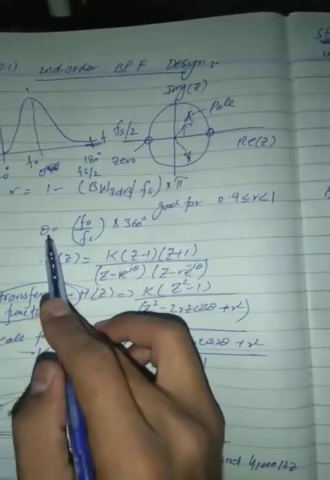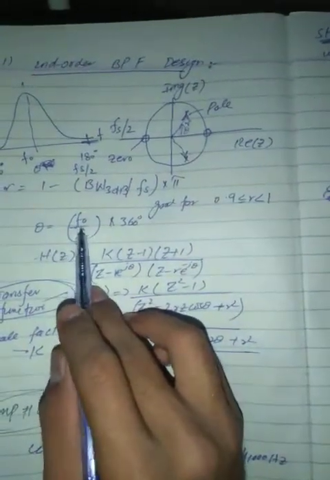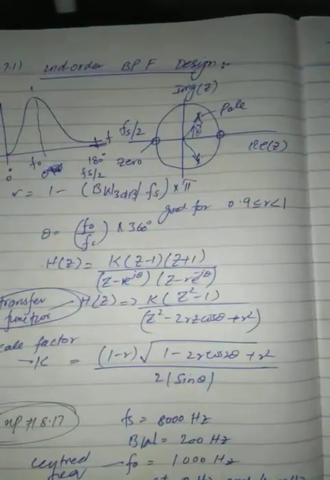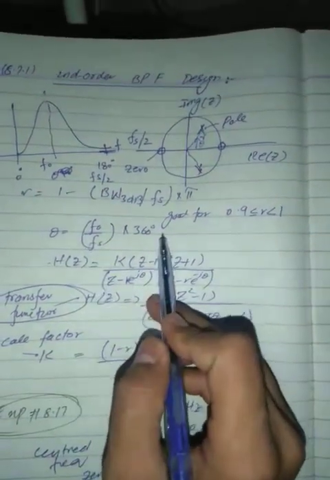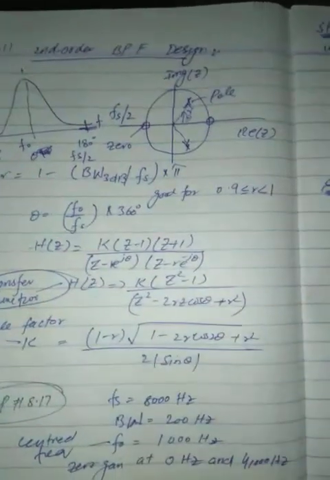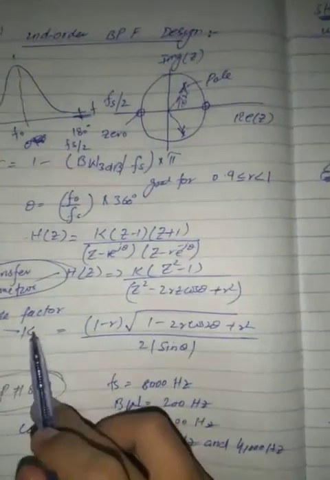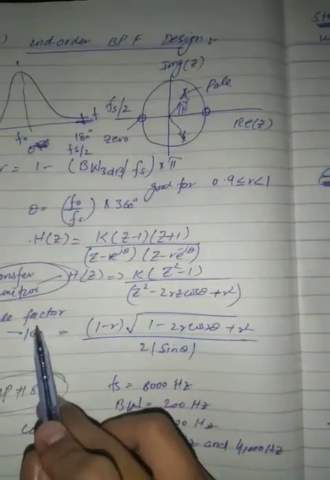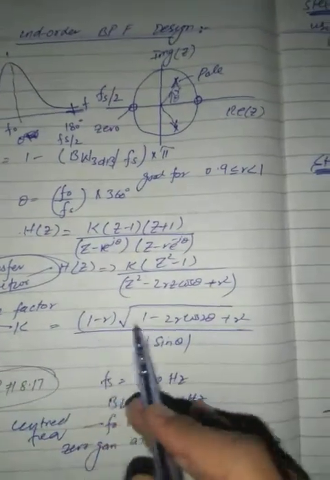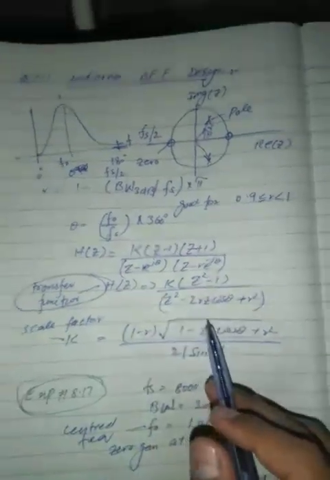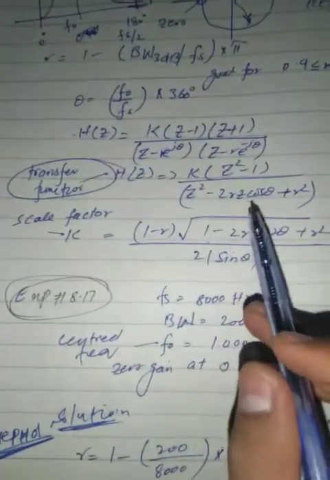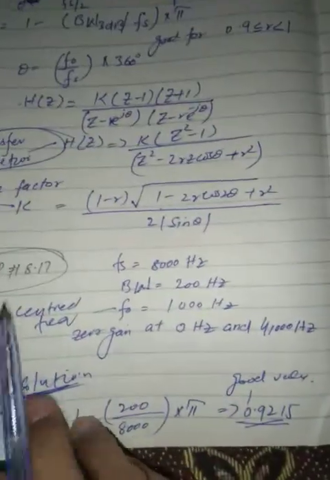Next we calculate theta. Theta is equal to f0, the central frequency of the narrow band, divided by f_s multiplied by 360. f_s is also the sampling frequency. Then we find K, our scaling factor. And at the end we find the transfer function, H of z, of our system.